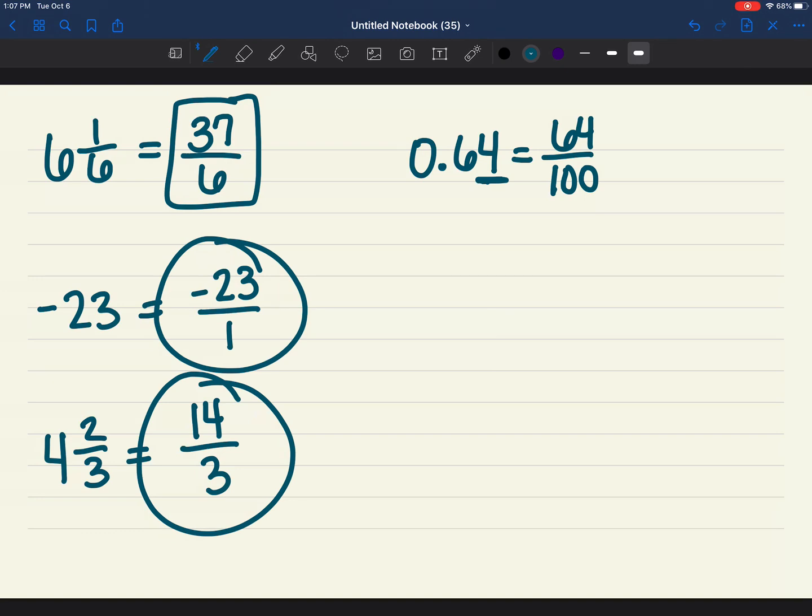Well, here's the deal, you guys. Here's the reason a lot of people don't know how to write a decimal as a fraction, because what do we say that decimal is? We call it what?